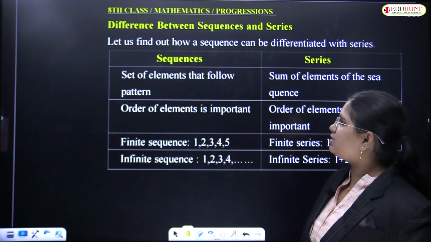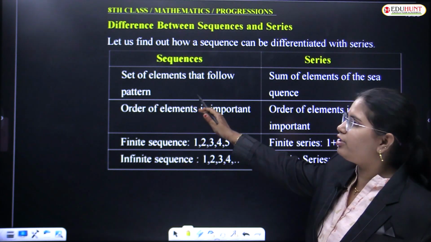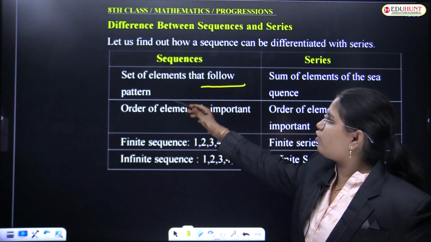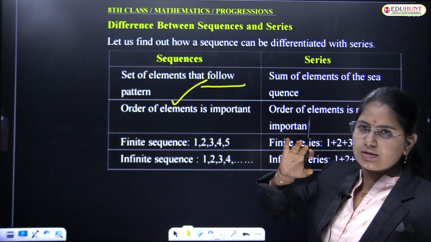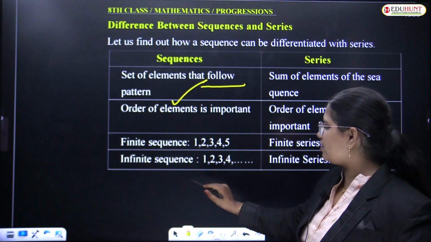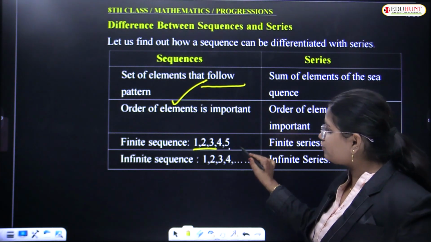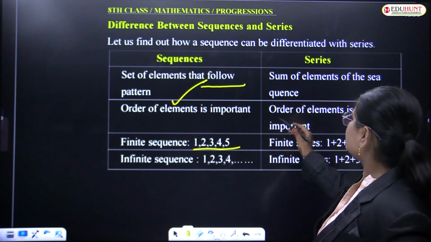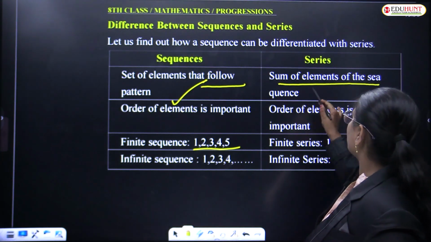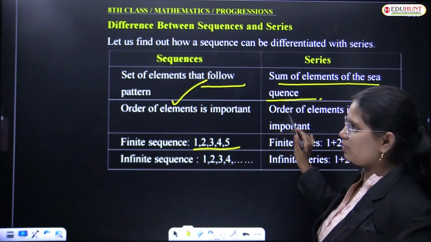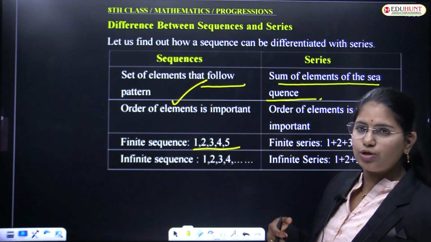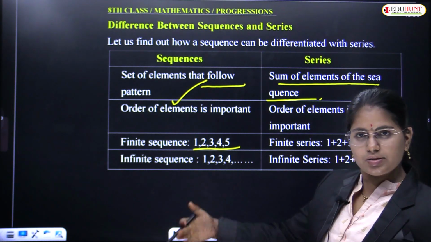So the difference between sequence and series, just now I told you: a sequence is a set of elements that follow a pattern. For example, 1, 2, 3, 4, 5. It will have to follow a pattern. Whereas a series is the sum of all elements of the sequence. How do you define a series? You need to add all the terms of a particular sequence.